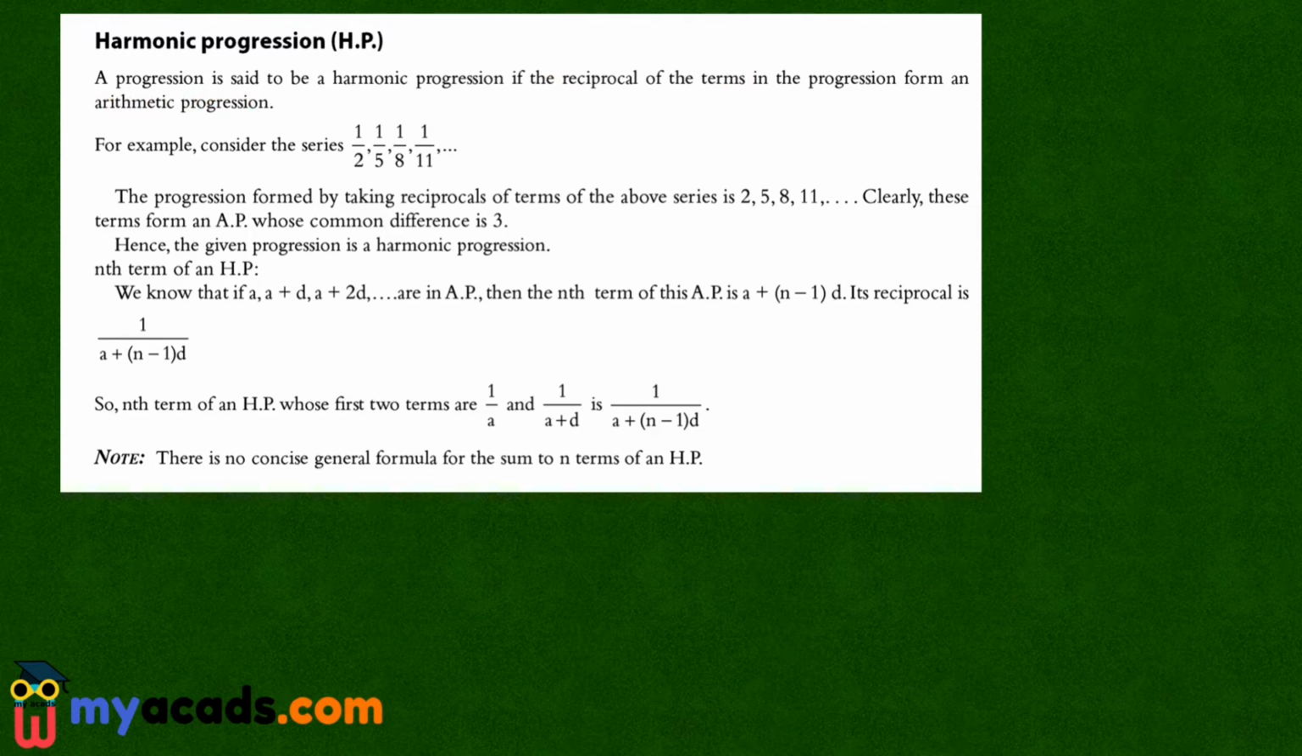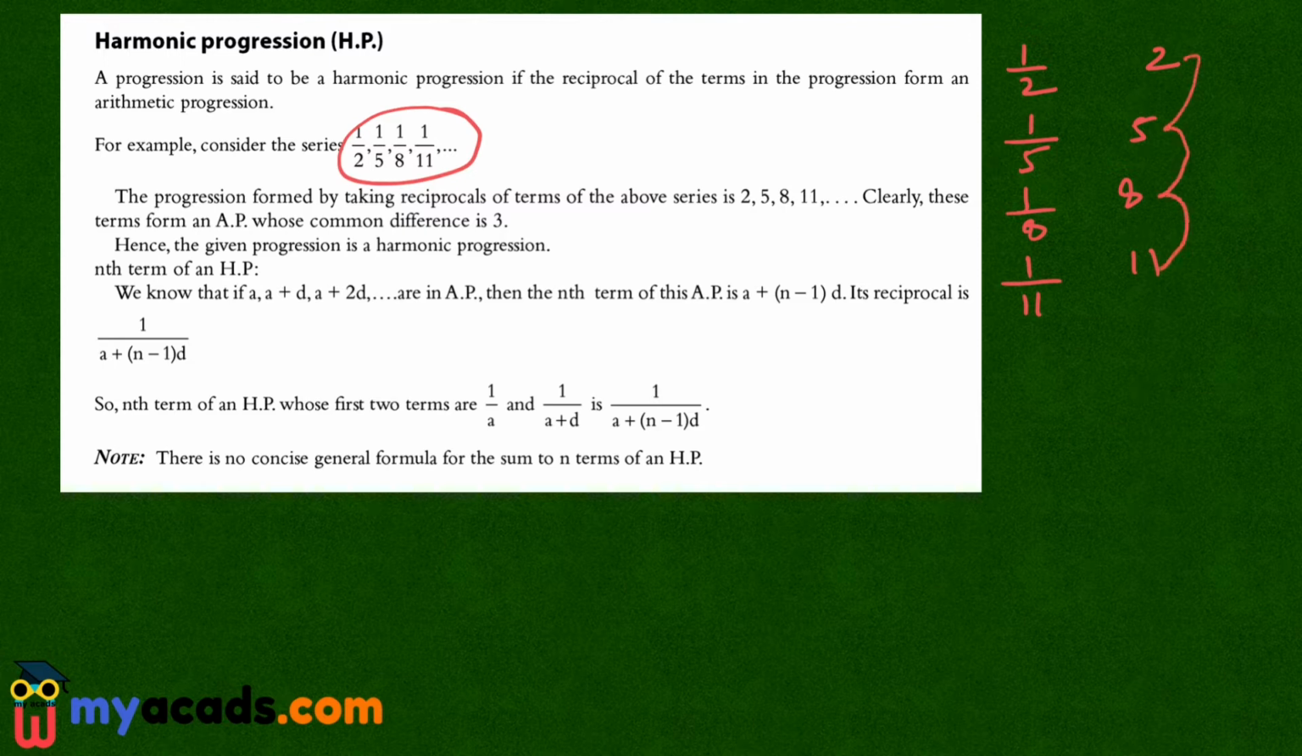For example, consider this case. Now the reciprocal of 1 by 2 is 2, the reciprocal of 1 by 5 is 5, the reciprocal of 1 by 8 is 8, the reciprocal of 1 by 11 is 11. Now I can see that these terms are in AP with common difference as 3. These terms are in AP, so this is in harmonic progression.